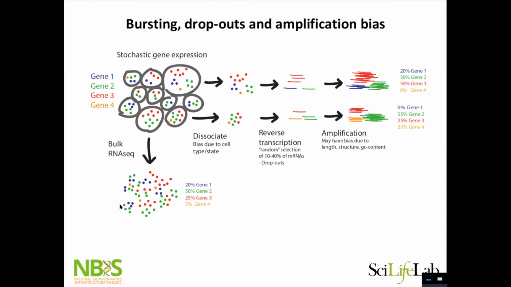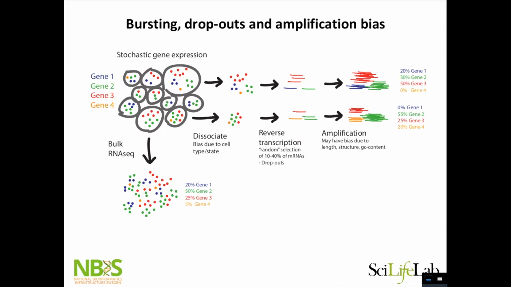When you do bulk RNA-seq, you get the average of this, so you don't really see this burstiness. But when you do single cell, of course, you get some bias, since some cells are easier to dissociate and so on. And then you do reverse transcription. And here, you also lose a lot of the transcript, as Jules told you. Normally, we'll detect perhaps 10% of the transcripts or 40%, depending on what technique you're using. And then you amplify it, where you might introduce bias. And also, this selection is not completely random. There will be preference for some transcripts to be reverse transcribed more easily than others and so on.